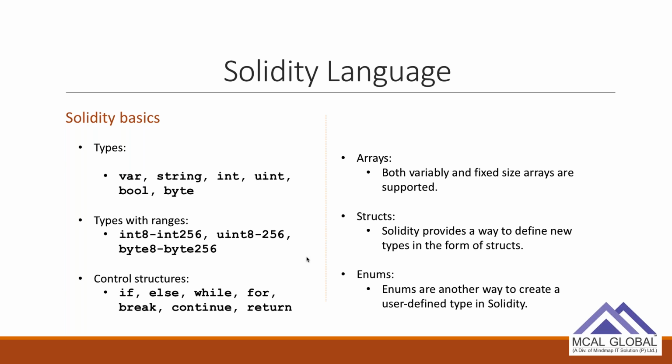Control structures are again very similar to JavaScript. We have if, else, while, for, break, continue, and all the other control structures that are there in JavaScript. Then we have arrays, both variable and fixed size. We have structs, which are for defining small data types that are complex in nature. And then we have enums for specifying user-defined types.